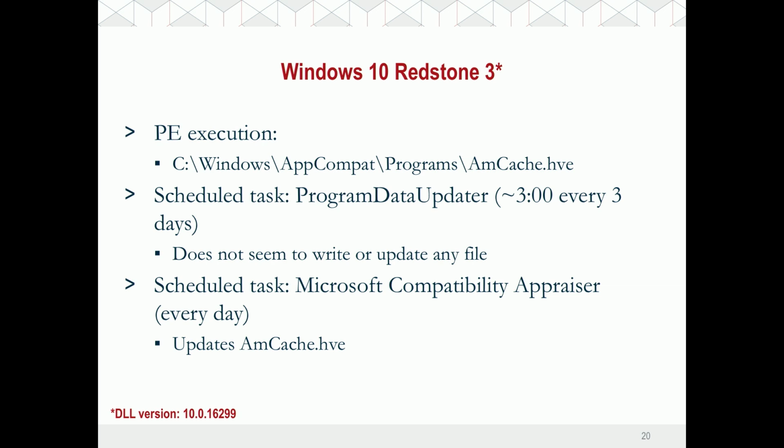Last recap, binary execution. You want to look at amcache.hve. Program data updater doesn't seem to do anything amcache related in this version. And Microsoft Compatibility Appraiser just updates amcache.hve. So no XML file. Yeah. OK. That was the hard part of the presentation. Thanks.